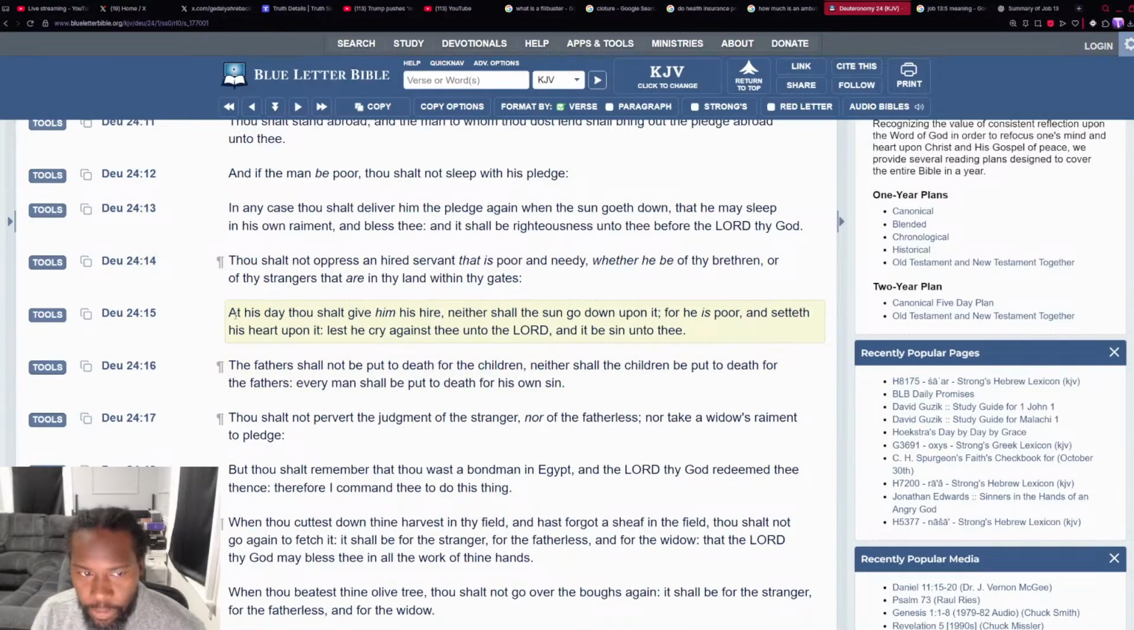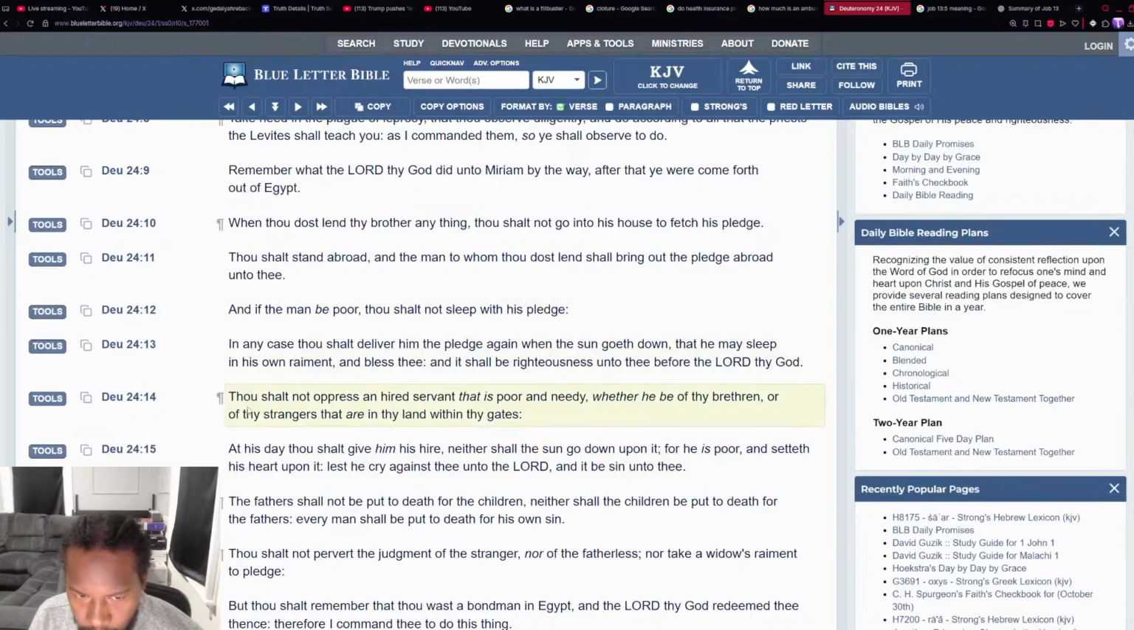Deuteronomy 24:14, thou shalt not oppress a hired servant that is poor and needy, whether he be of thy brethren or of thy strangers that are in thy land within thy gates. At his day thou shalt give him his hire. Neither shall the sun go down upon it, for he is poor, and setteth his heart upon it, lest he cry against thee unto the Lord, and it be sin unto thee.